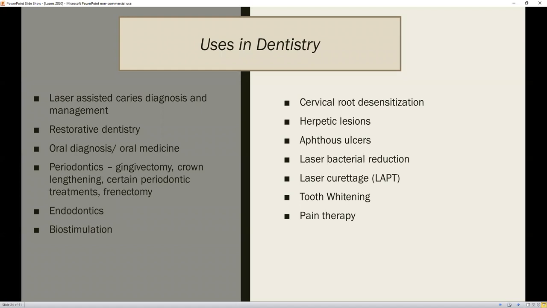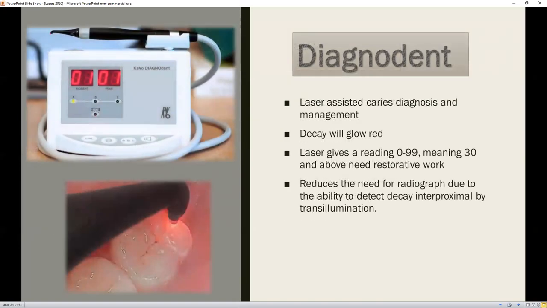Now, for dental hygiene, we can use a laser for cervical root desensitization, herpetic lesions, aphthous ulcers, laser bacterial reduction. And that's what we're using mainly the lasers for, is the laser bacterial reduction. Laser curettage, which we aren't doing in the state of Virginia, as well as tooth whitening and pain therapy.